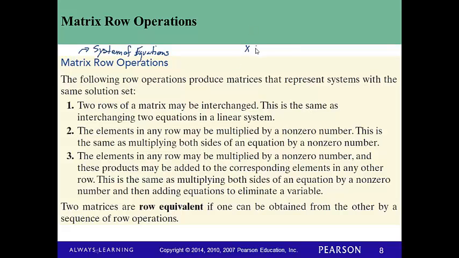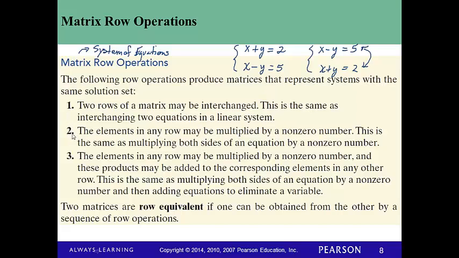For example, I can have x plus y equals 2, and I can have x minus y equals 5. This could be my system. Well, I can write it as x minus y equals 5 and x plus y equals 2. I interchanged the rows without changing the system. You can do the same thing with the matrices.